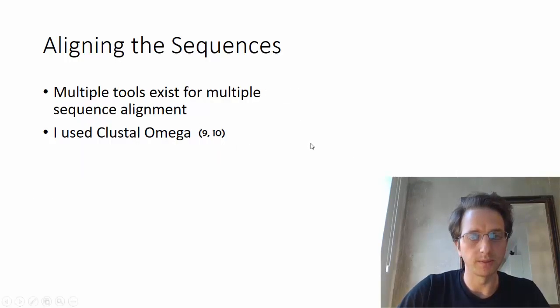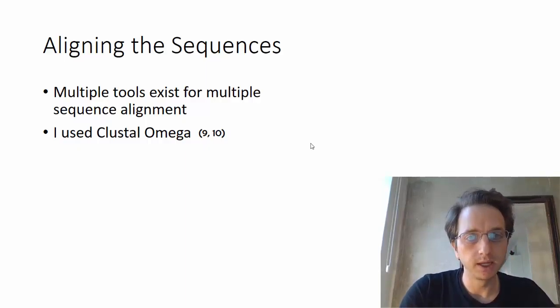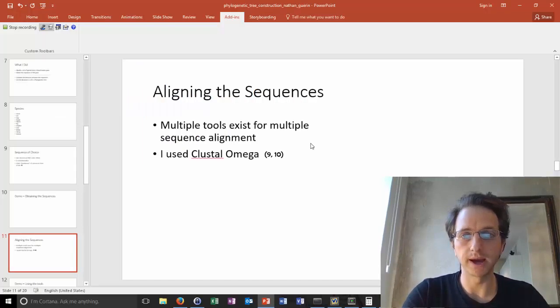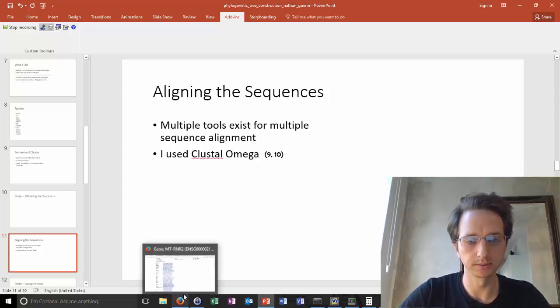So the next thing I want to talk about is aligning the sequences. There are many tools that exist to aid with multiple alignment. I chose what I think is the most popular one, called Clustal Omega, which is the most recent version of the Clustal software. And the European Bioinformatics Institute has an online version of the multiple sequence alignment program from Clustal Omega, which I'm now going to show you.